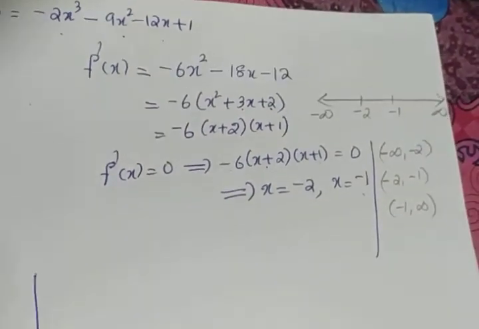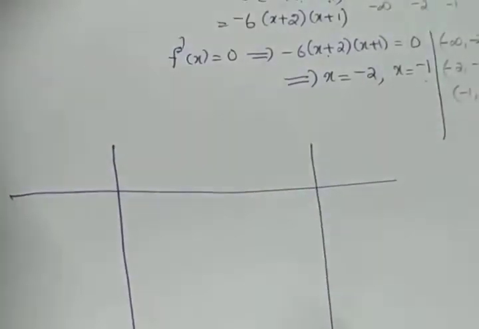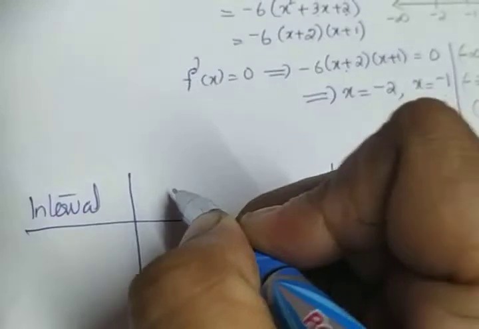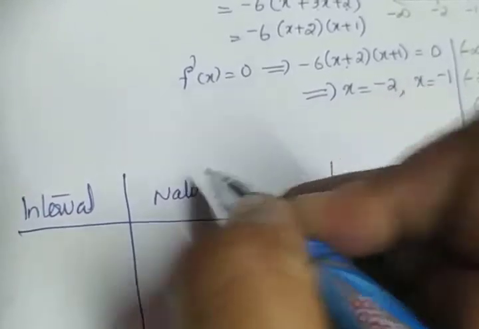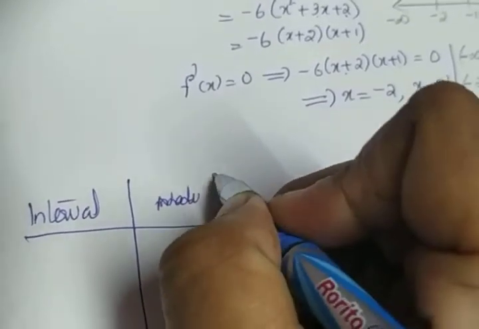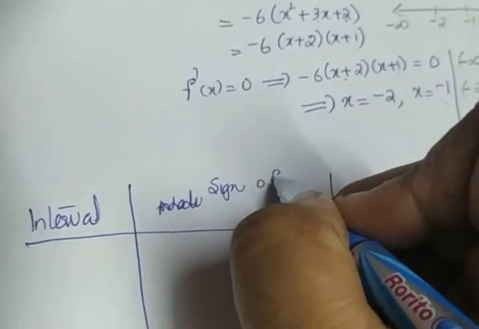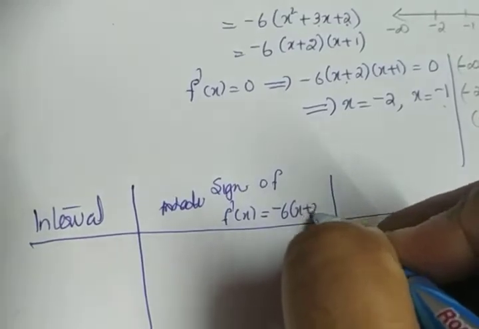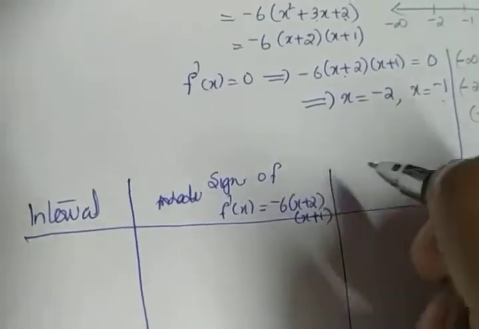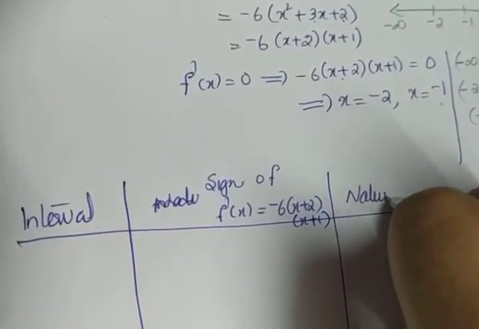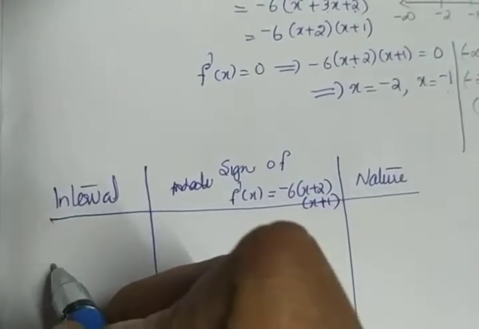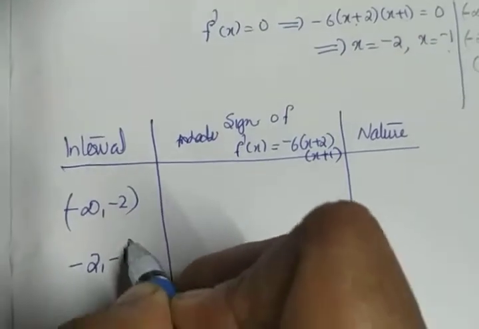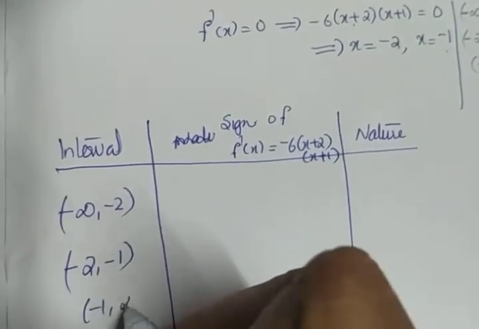So we will draw the table. Here we will write interval. In the second row we will write nature of f'(x), sign of f'(x), where f'(x) = -6(x + 2)(x + 1). And in the third row we will write nature. The intervals are minus infinity to -2, the second interval is -2 to -1, and the third interval is -1 to infinity.